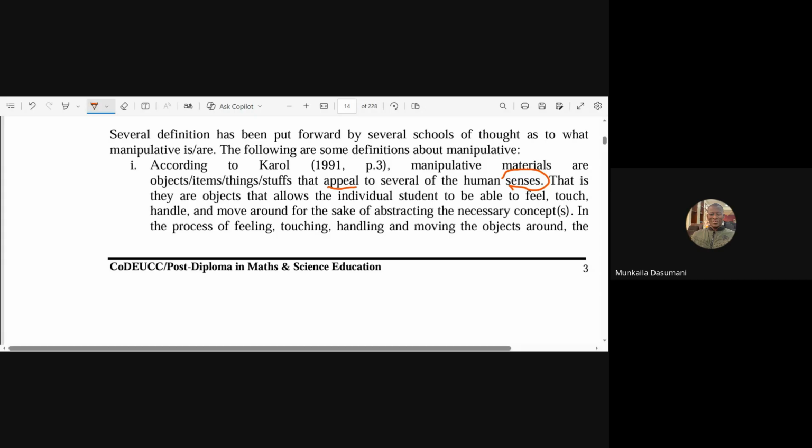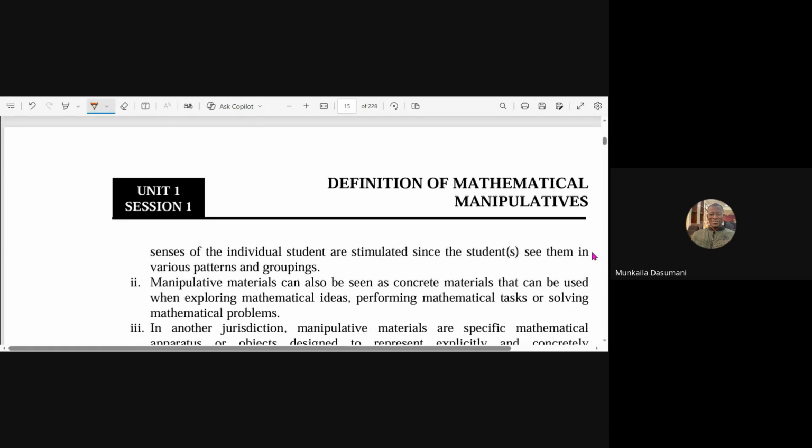Because you want to understand the concept, you should be able to feel it, you should be able to touch it. And then based on that, you can abstract the concept from it. So in the process of feeling, touching, or moving the object around, the senses of the individual are stimulated since the students see them in various patterns and groupings, as I've said. Because you have it, you turn it, you touch it, you feel it. At the end of the day, you are going to feel it yourself.